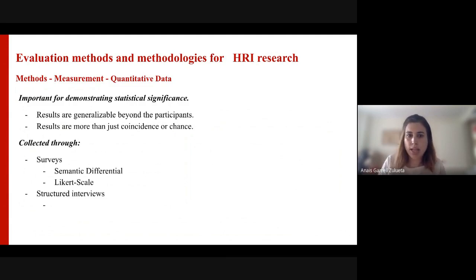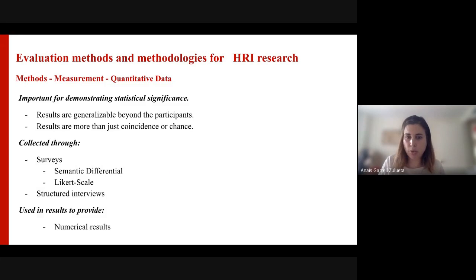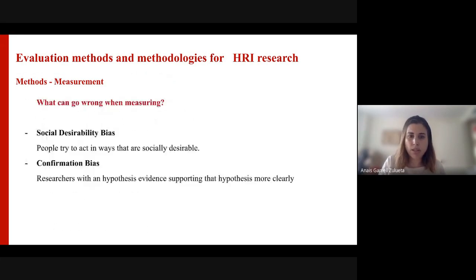And here there are many types of questions that we can use in our surveys. Usually people use the semantic differential. For instance, the color blue makes me feel sad, so we have multiple options with different feelings. Or, the color blue makes me feel, and then you have sad, happy, and so on. But as you may see, it's very easy to convert the choices into numbers, which is what we are looking for.